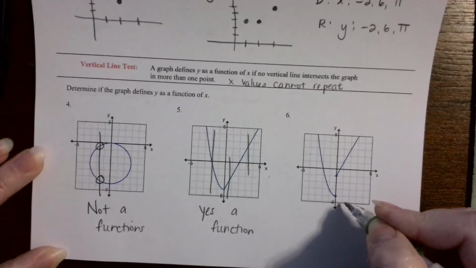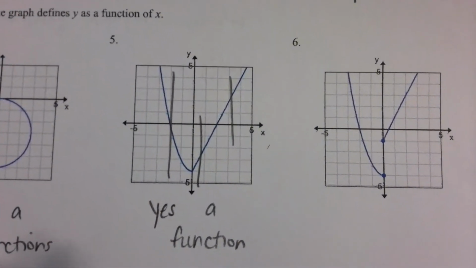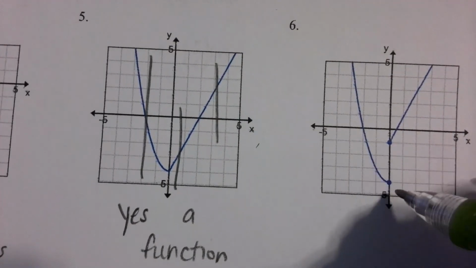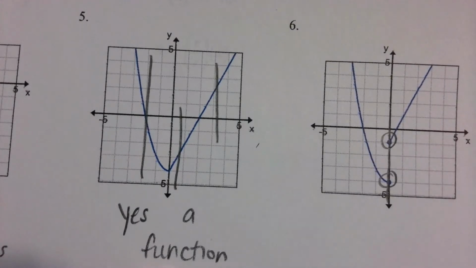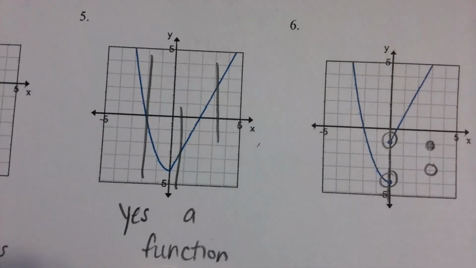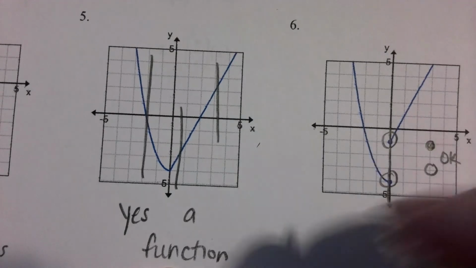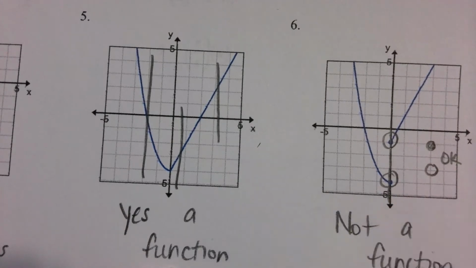Now, looking at number 6, we have to zoom on in. Look at number 6, we just zoomed in. That's a closed dot and that's a closed dot. Those are on top of each other. Now, if one of those had been open, we would have been okay. So, for example, if you had a closed dot and then in the same x value you had an open dot, this would be okay. But because you have two closed dots, it's not a function.